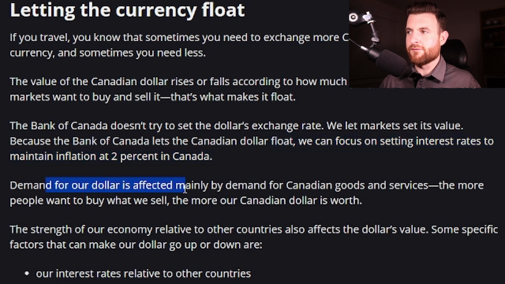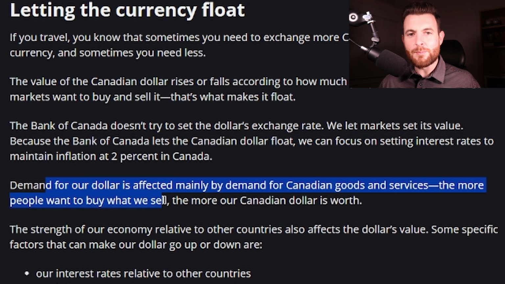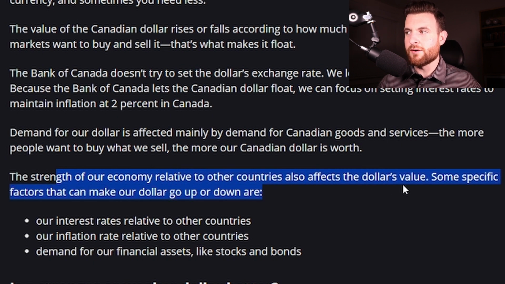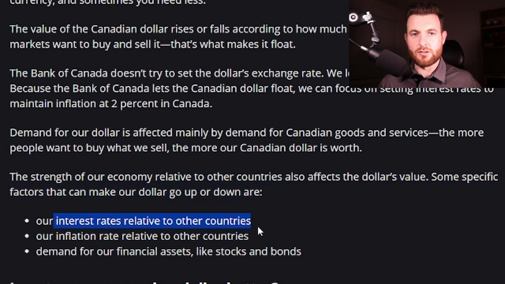Demand for our dollar is affected mainly by demand for Canadian goods and services, and the more that people want to buy what we sell, the more the Canadian dollar is worth. And when we talk about the upcoming recession fears, this is definitely a concern, but the strength of our economy relative to other countries also affects the dollar's value. Some specific factors that make it go up is our interest rates relative to other countries. So as I mentioned, we'll talk a little bit about what's happening in the US, more from a perspective of what the Federal Reserve is doing and what the Bank of Canada is doing.